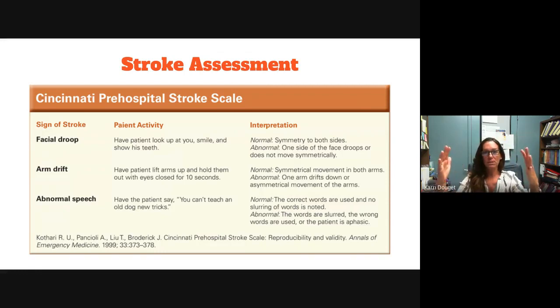It's common sense. Don't just say, hey, can you raise your arms, and then my patient can raise one arm and not the other one, and they start freaking out and their blood pressure goes up and makes the stroke worse. Then have them do something simple. You can't teach an old dog new tricks. Everybody kind of knows that one. You can just tell them, look, I need you to repeat 3 words back to me. Tree, school, yellow, and just see if they can repeat it back.